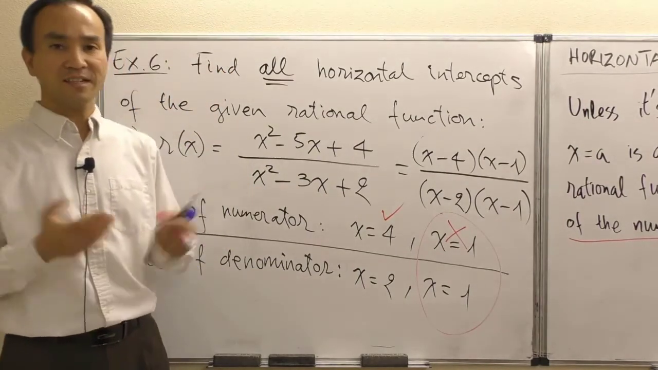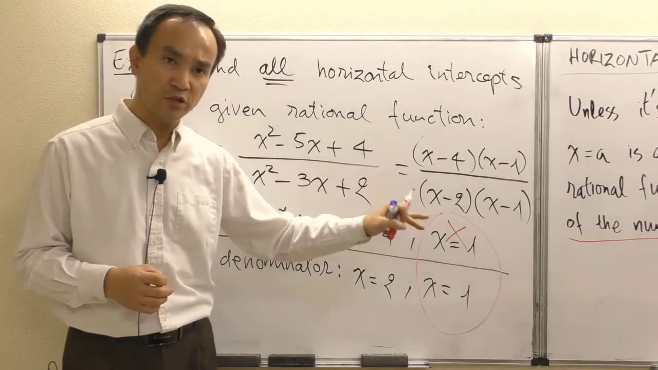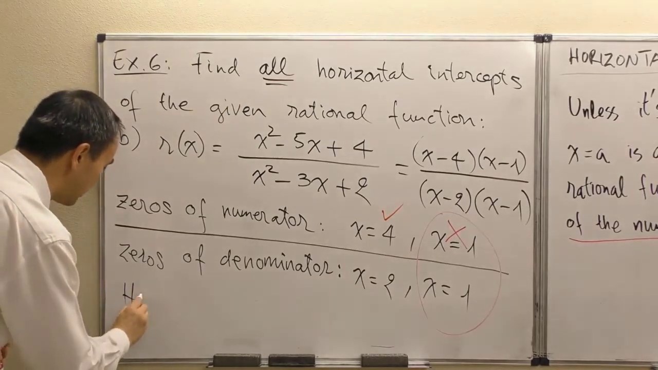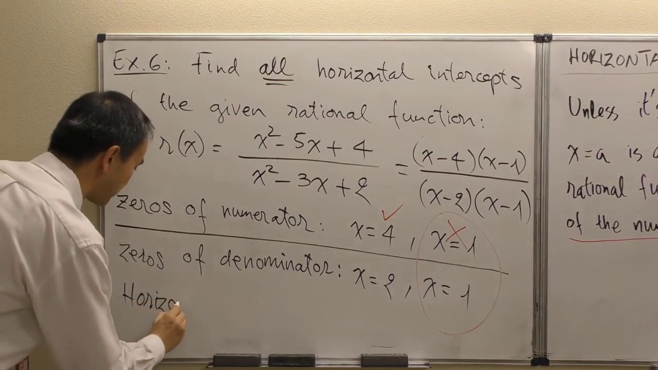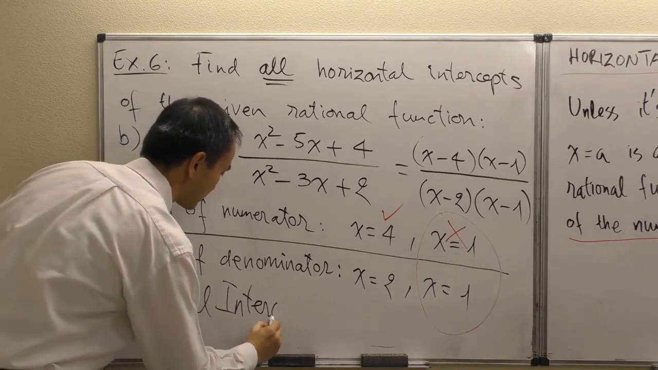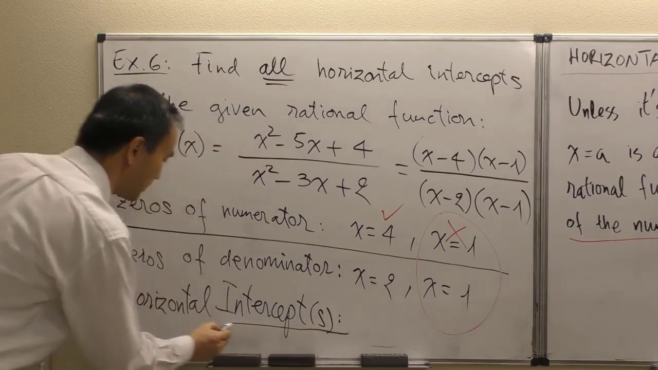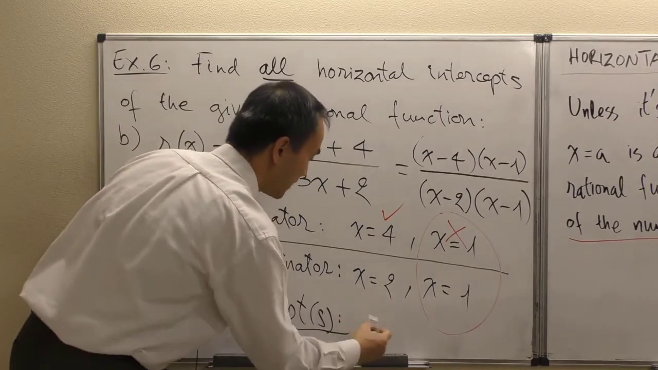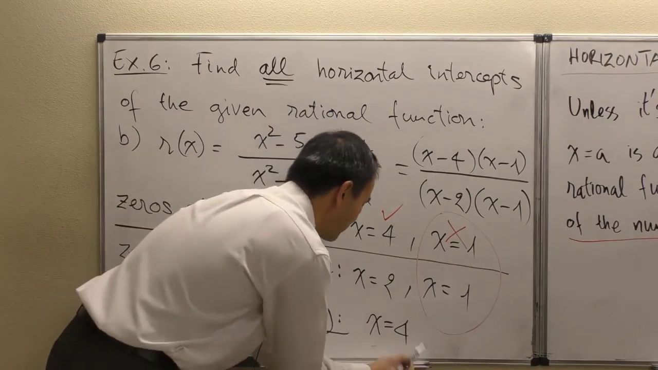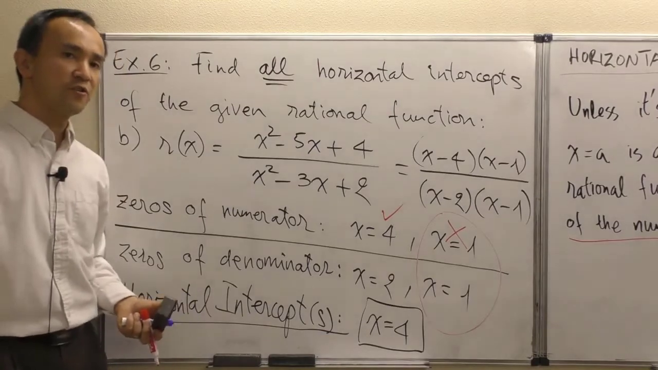So that's all we have. At this point we are ready to make our final conclusion. As far as horizontal intercepts, I have found only x equals 4, and that's the only one for this particular rational function.